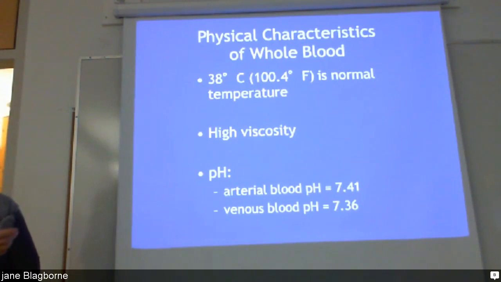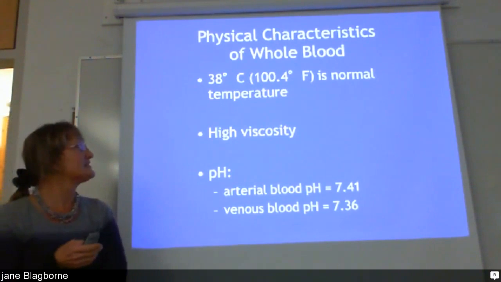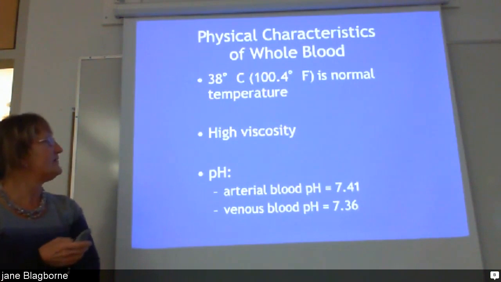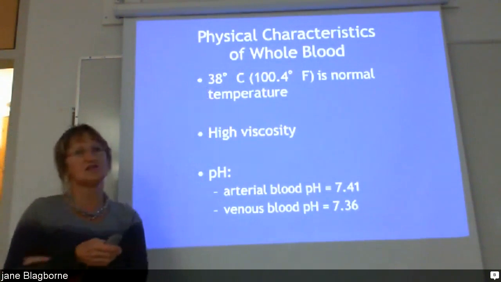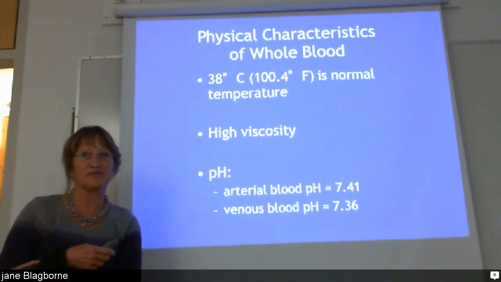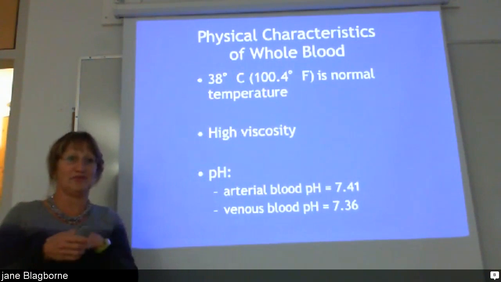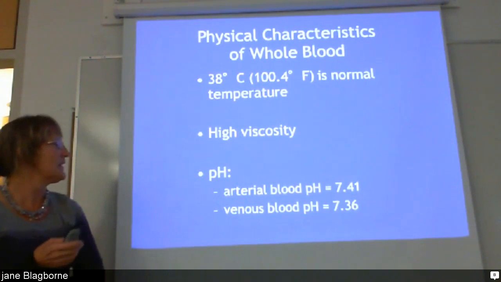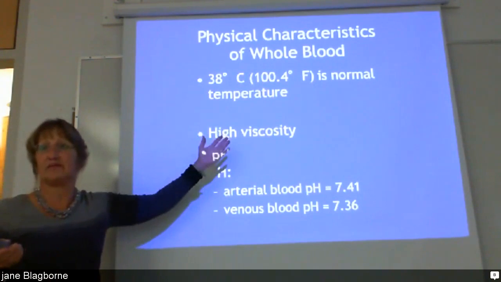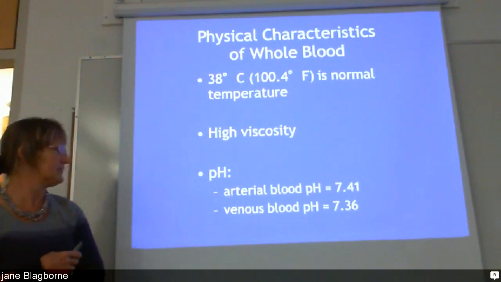Okay, sorry. Moving around. Physical characteristics of whole blood. This is kind of interesting. It's at 38 degrees, because normally your body temperature is 37, so this is like core temperature. Things are falling. That's okay. High viscosity, meaning it's thick, right? It's kind of a thick fluid.